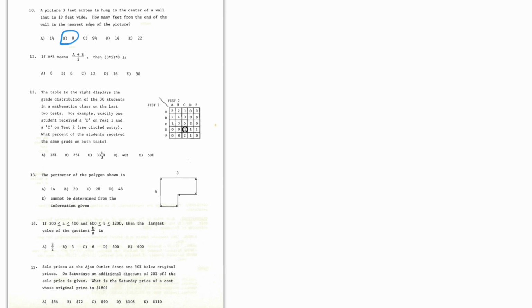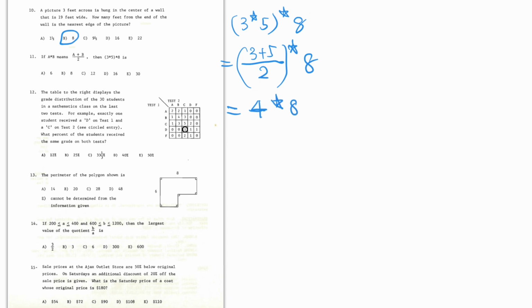Number 11. If A star B means A plus B over 2, then 3 star 5, then star 8, equals 3 plus 5 over 2, then star 8. 3 plus 5, that's 8, over 2, that's 4. 4 star 8, that's 4 plus 8 over 2, that's 6.